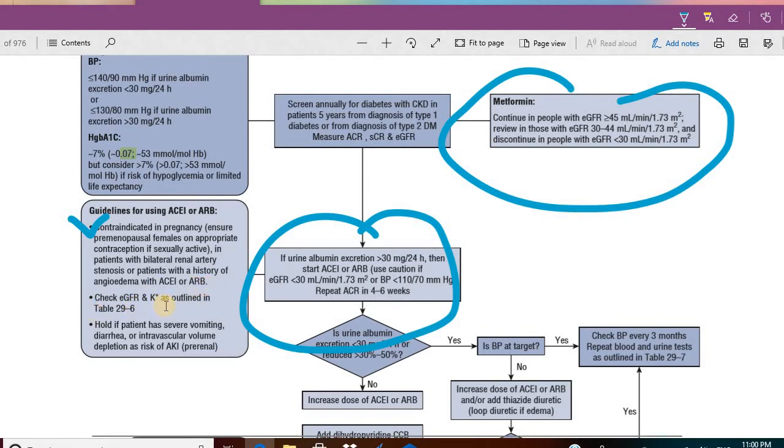Check eGFR and K level as outlined in the table. Hold if the patient has severe vomiting, diarrhea or intravascular volume depletion as a risk of AKI. सो आपने तब भी इसको होल्ड कर लेना है अगर पेशेंट को बहुत ज़्यादा वोमिटिंग है, या डायरिया है, या इंट्रावास्कुलर वॉल्यूम डिप्लेशन है.